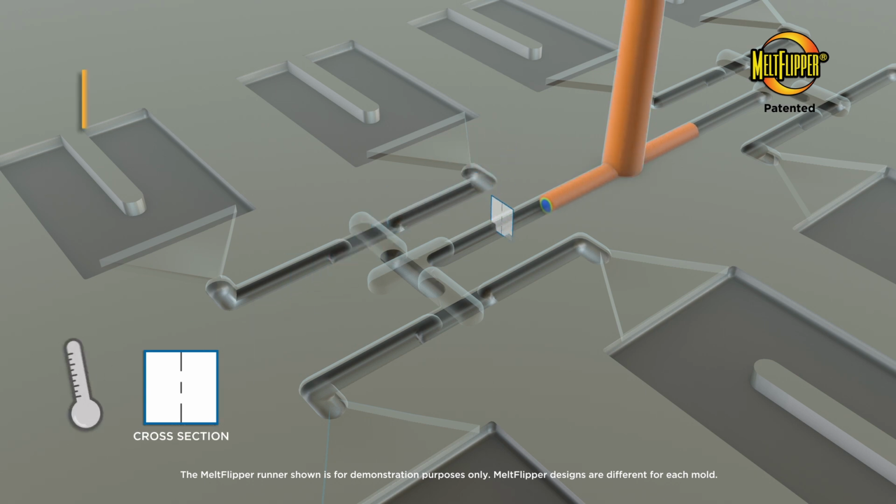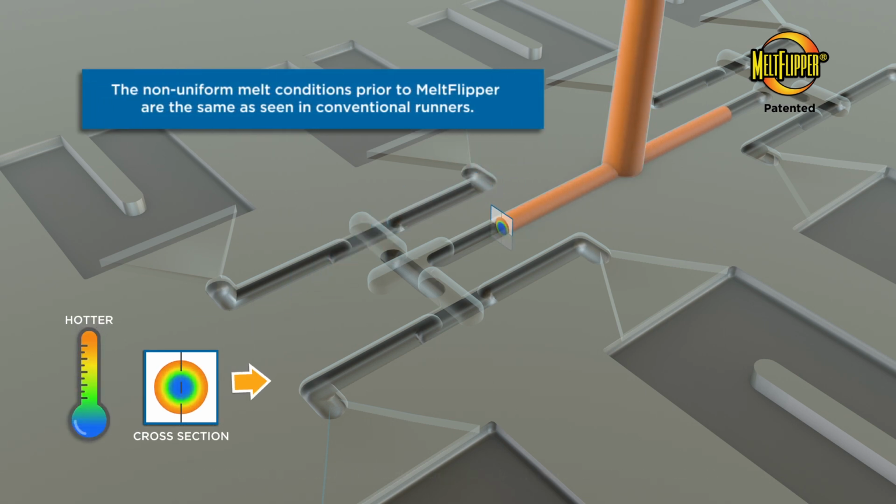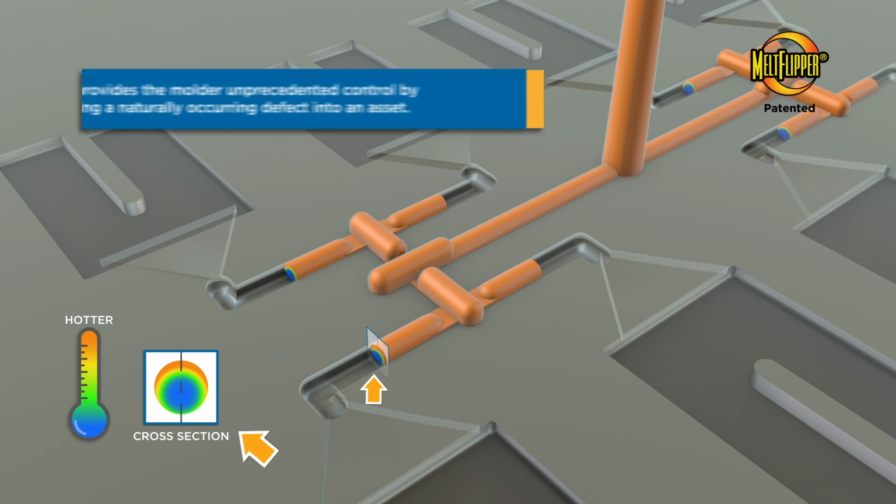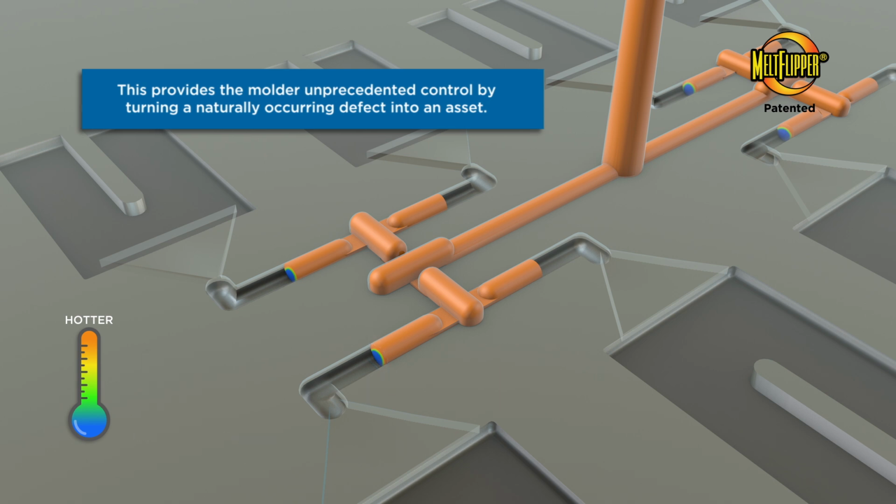What exactly is the science behind MeltFlipper? You can see here that the non-uniform melt conditions prior to passing through the MeltFlipper runner design are the same as seen in conventional runners. Now look at the cross-section of the plastic melt after it flows through the MeltFlipper runner geometry. The side-to-side imbalance we saw before is now rotated 90 degrees so that either side of the runner continues to have equal material properties. Simply put, it uses the fundamentals of plastic flow to its advantage by repositioning the non-uniform melt conditions to a location that eliminates the problems shear-induced imbalances cause.